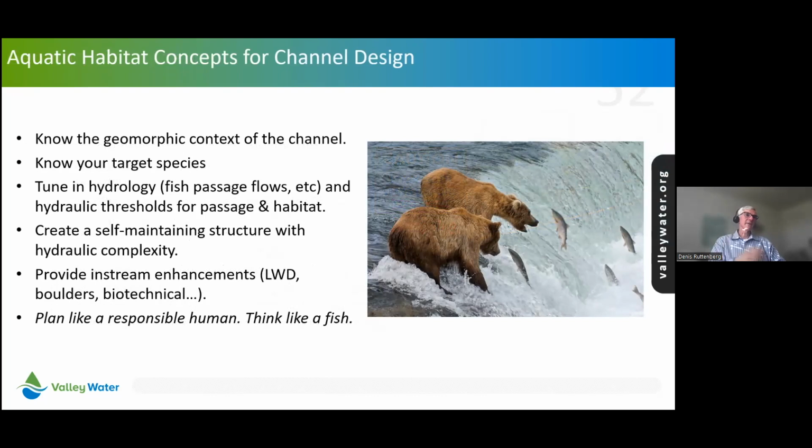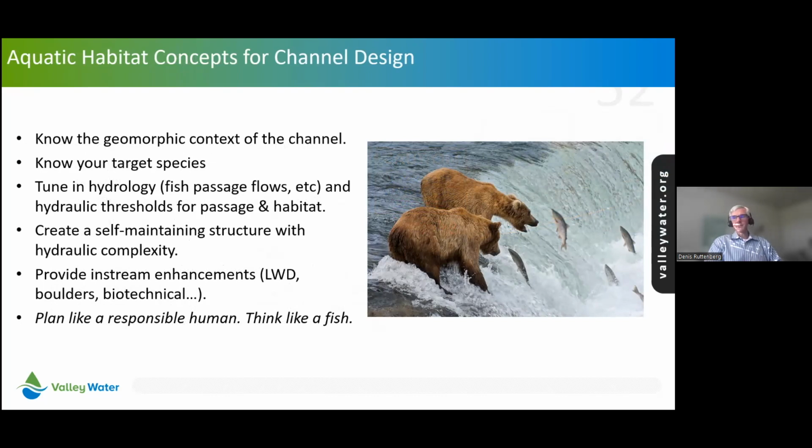Fish or aquatic. Again, it helps to know for channel design the context, geomorphically, where a channel lies. You don't want to design a dune-ripple channel in a place where a cascade channel occurs.